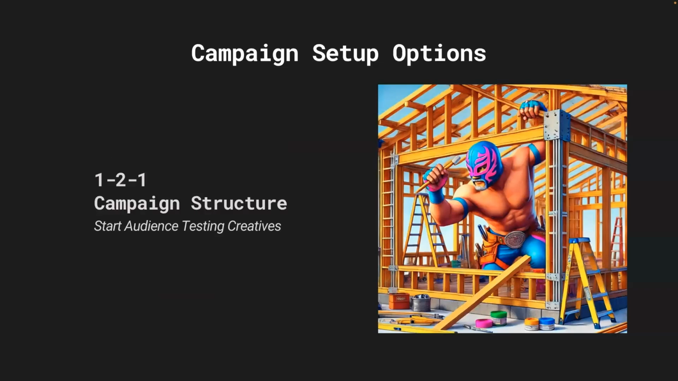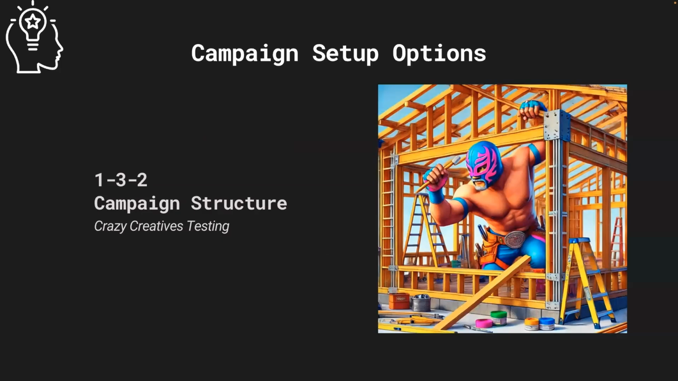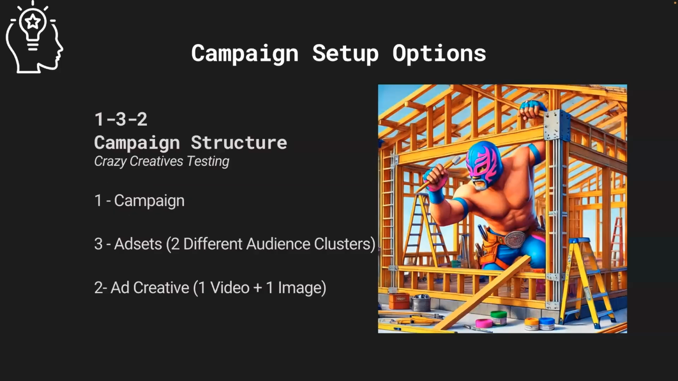Now, the next thing I'm going to do is start audience testing creatives. And what I mean by that is this. This is a little bit more advanced, but here's what it looks like. It's a 1, 3, and 2. It gets a little confusing when I say this, and I'm happy to answer questions around these combinations.